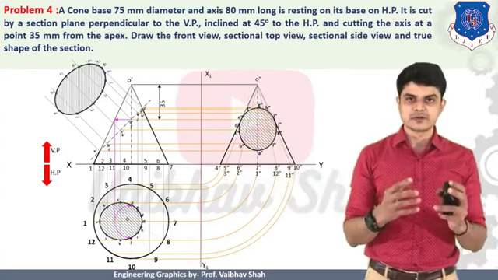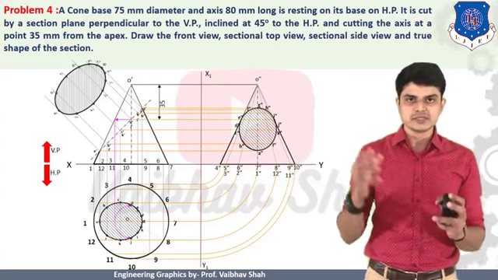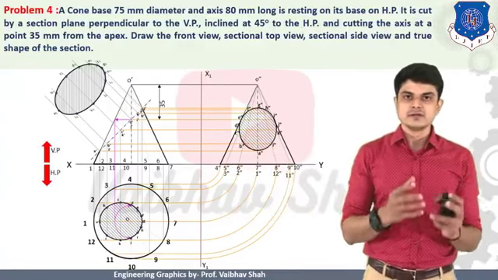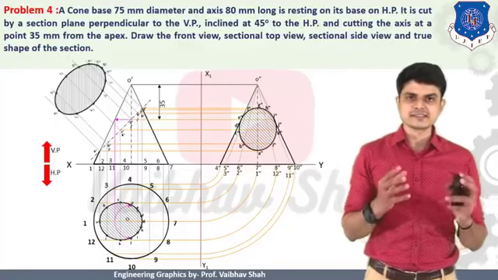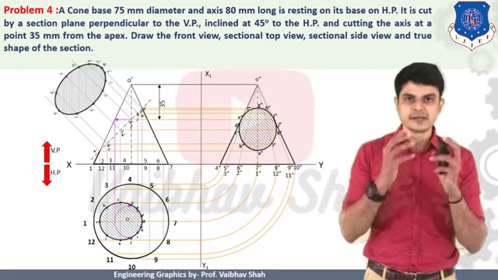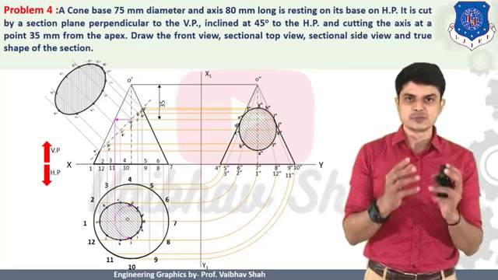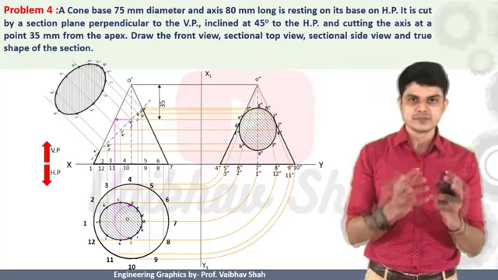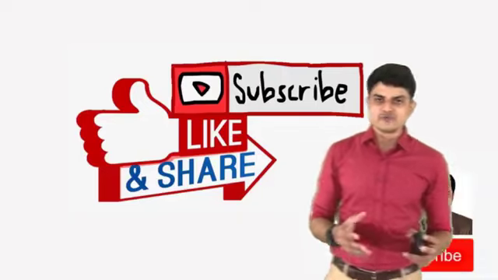So this is the example of a cone. You will have three views. This is your sectional side view, sectional top view, and this is your true shape of the section. It is time consuming, so try to practice this kind of examples more. So remember the process, and you should practice 2 or 3 more examples, and you can master this chapter very easily. So that is all from my side.